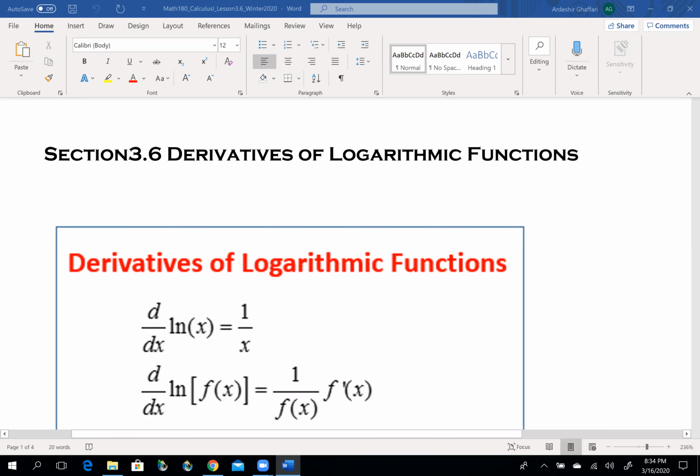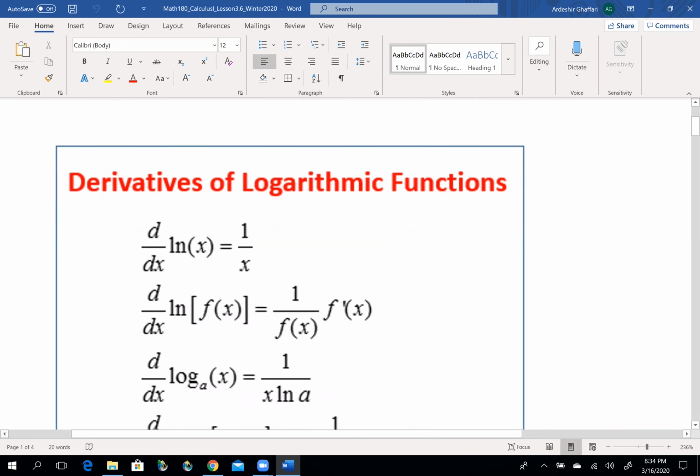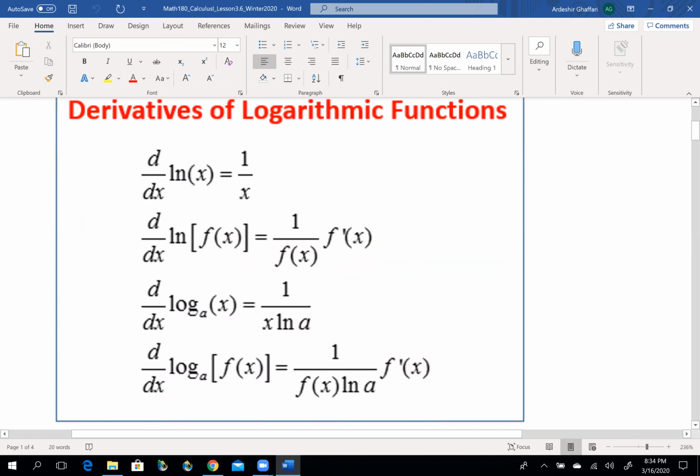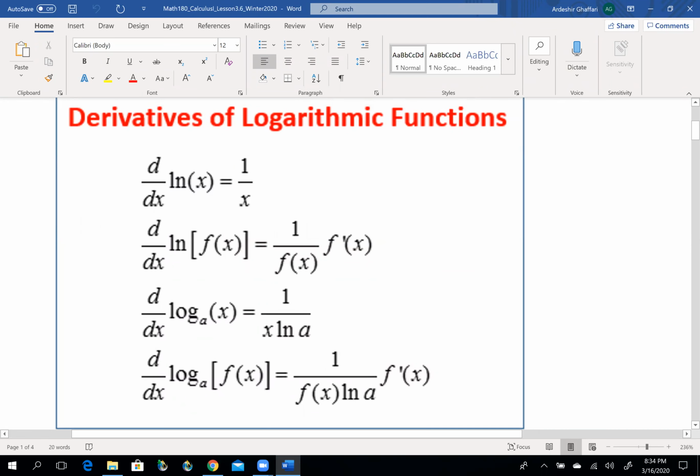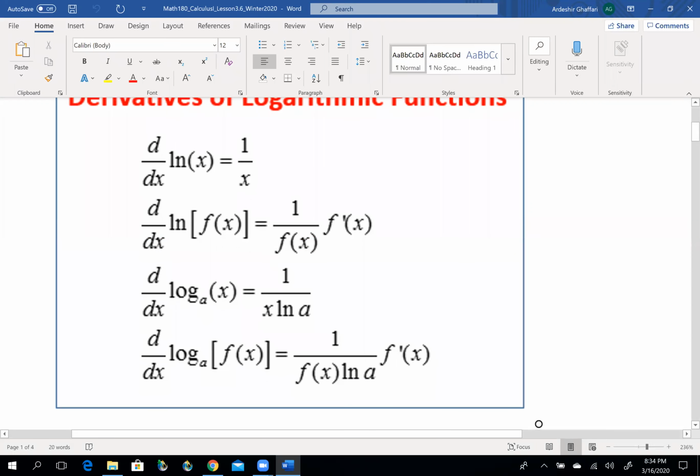So the derivative of logarithmic functions: the derivative with respect to x of natural log of x is equal to 1 over x. The derivative with respect to x of natural log of a function f of x is equal to 1 over f of x times f prime of x.